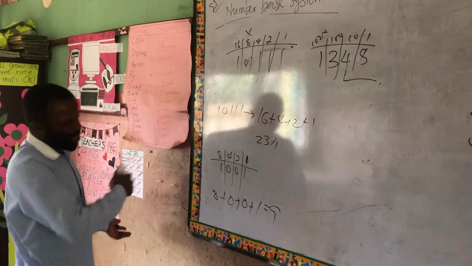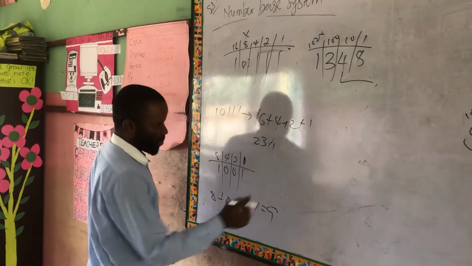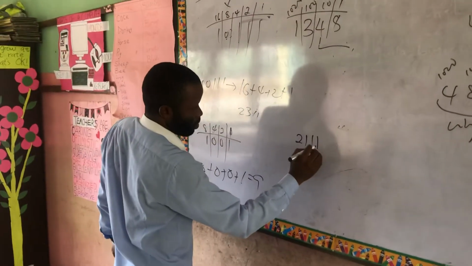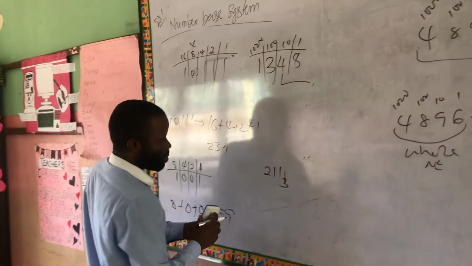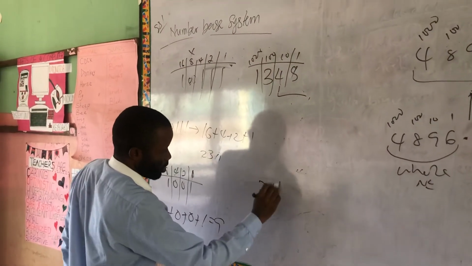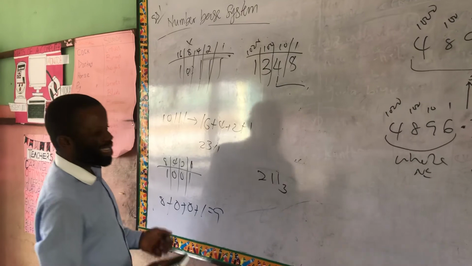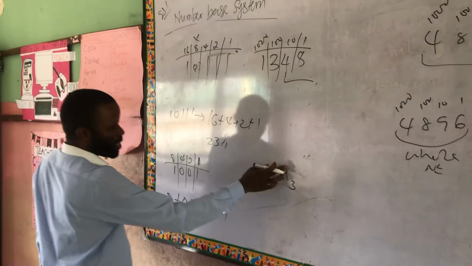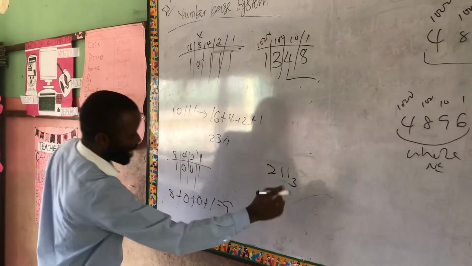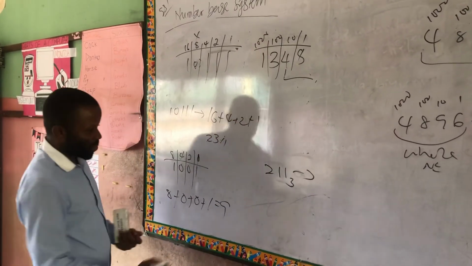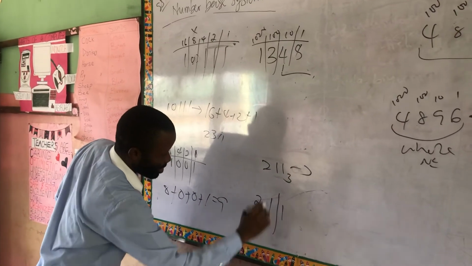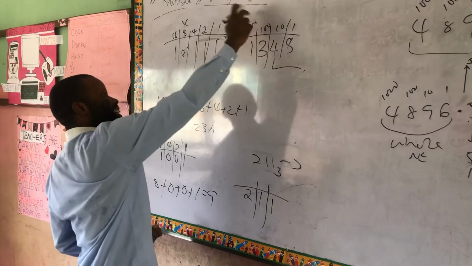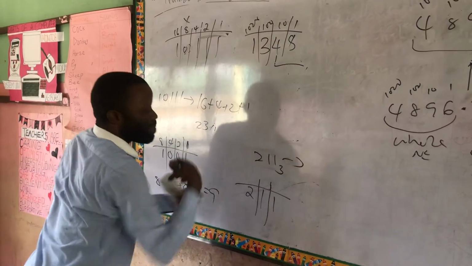Let us look at another base. Let's say base 3. This number is in base 3. Remember, if you are looking at base 3, all the digits should be less than 3. The fastest way to convert this to base 10 is to look at the place value. We have 2, 1, 1. If it were base 10 we multiply by 10, 10, 10, so in base 3 we have to keep multiplying by 3.